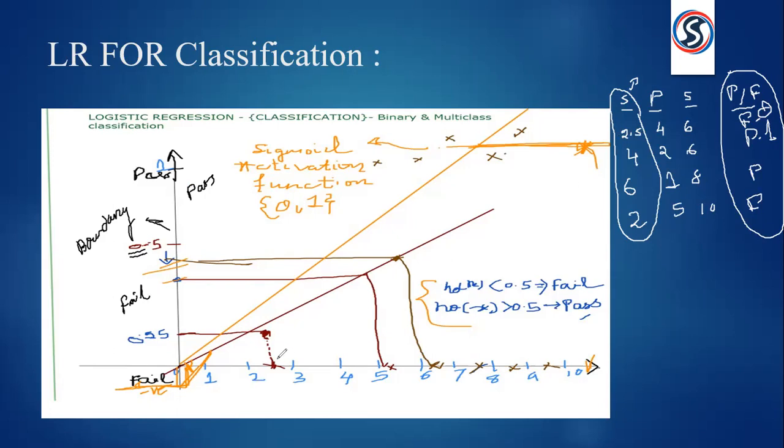Now check for this 2.5. If I put a point here and draw a line, it is falling below this 0.5. That means the person is going to fail.